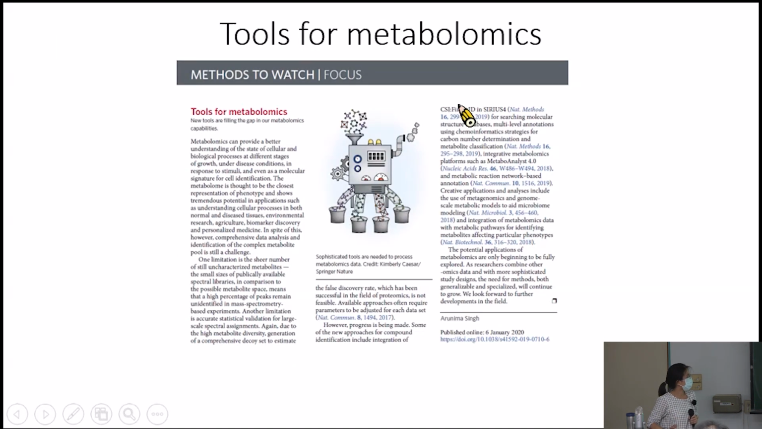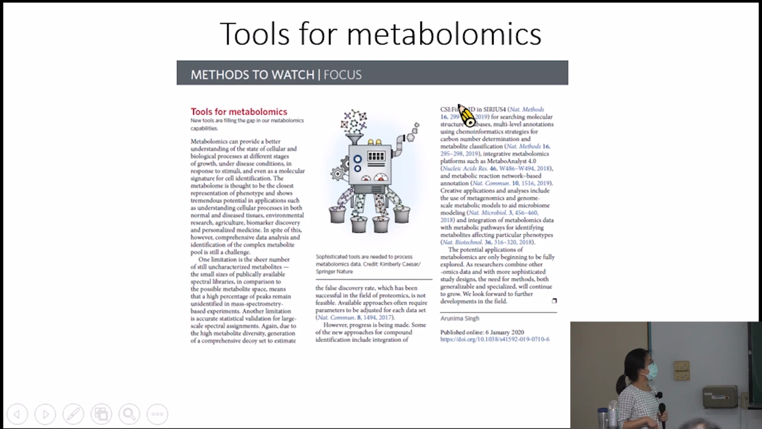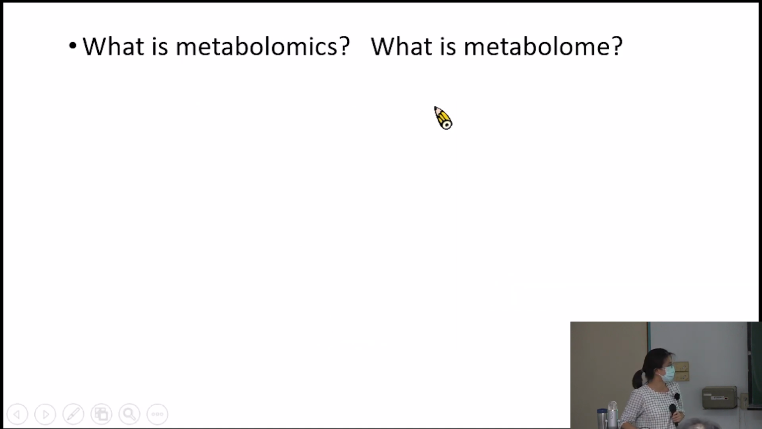Okay. So in the first section, we will talk about the tools for metabolomics. Before we get into this section, I have a question for you. Do you have any concept about metabolomics? Or can you show me some definition of metabolomics or metabolome? Does anyone have any idea about this? No? Okay, that's fine. Hopefully, after this section, you will understand metabolomics and metabolome more clearly.